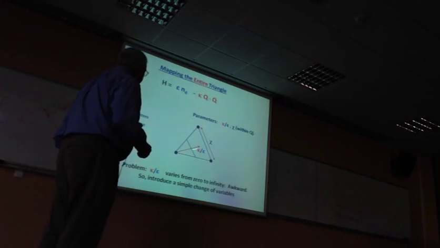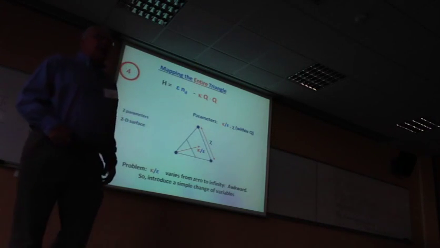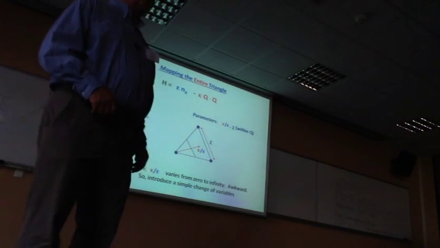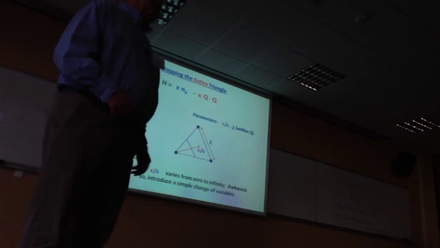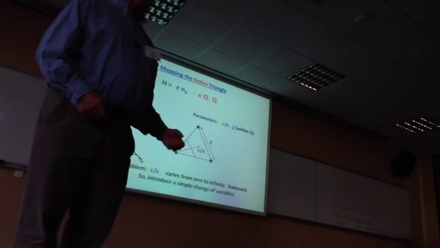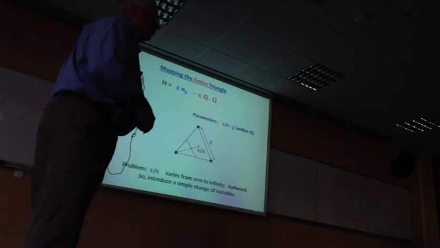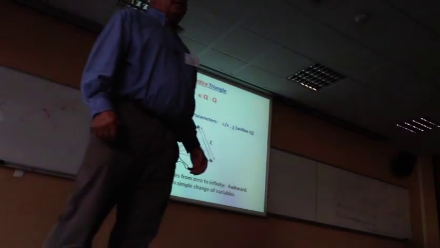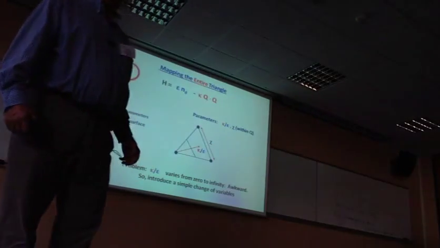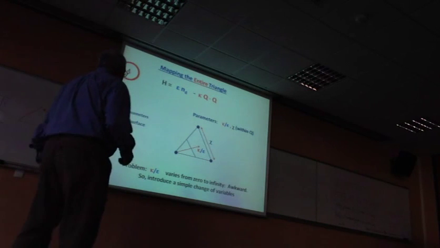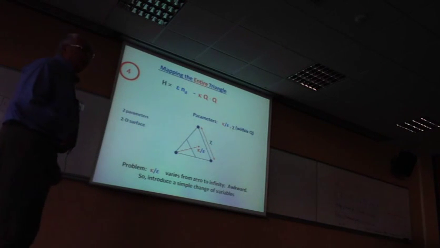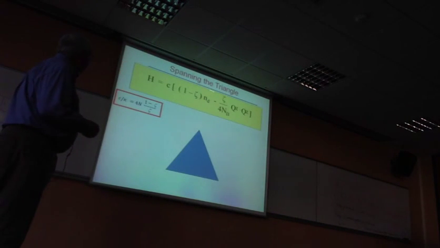Having a parameter which goes from 0 to infinity is sometimes awkward. If I give one of you a project to calculate along this line, changing the parameter by 10% every time, it would take you quite a while to get to infinity. And so typically we make a change of variables and write the Hamiltonian in terms of zeta, which goes from 0 to 1.